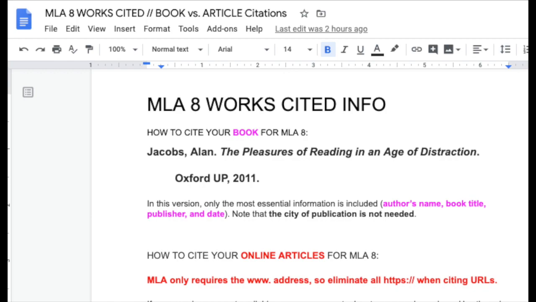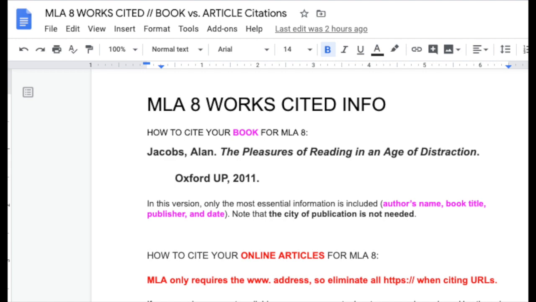Books and articles are different, and so you need to make sure that yours look the way they are supposed to. There is a sheet that I have that talks about books versus articles when it comes to a works cited page. So you're going to want to take a look at that, because if you notice on there, some things are in italics and some things are not. So make sure that if I have mine in italics, you have yours in italics.